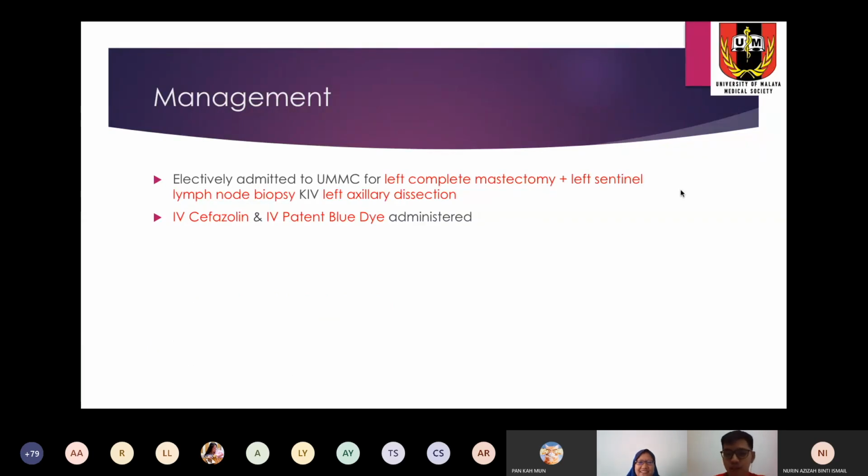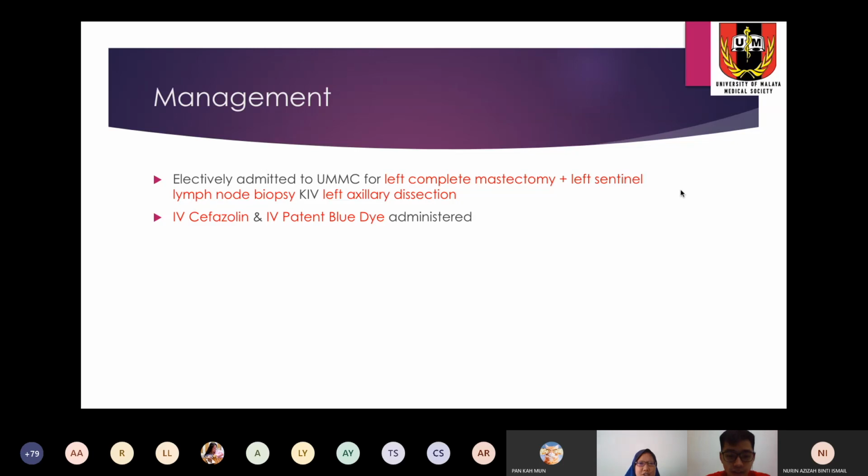Okay, so for this patient, she was electively admitted to UMMC, and she had a left complete mastectomy plus a sentinel lymph node biopsy, keep in view left axillary dissection, and IV cefazolin and IV patent blue dye were administered. Anything you'd like to add?